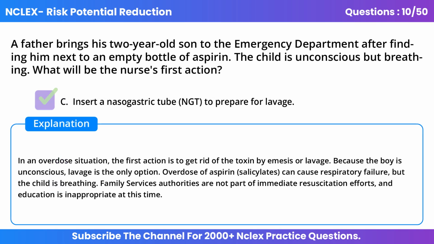In an overdose situation, the first action is to get rid of the toxin by emesis or lavage. Because the boy is unconscious, lavage is the only option. Overdose of aspirin, salicylates, can cause respiratory failure, but the child is breathing. Family services authorities are not part of immediate resuscitation efforts, and education is inappropriate at this time.